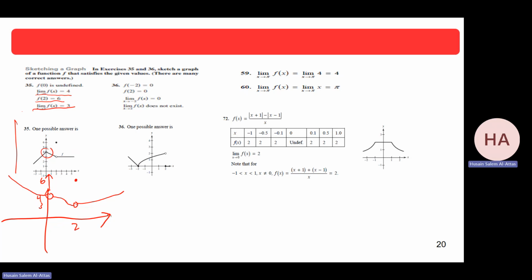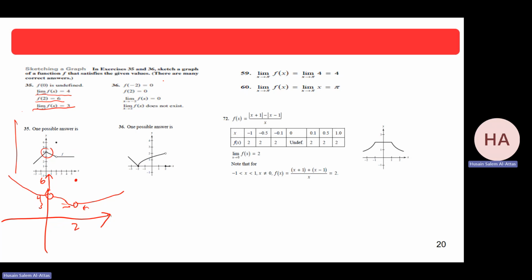So we have f of 2 equals 6, and the limit as x goes to 2, from left and right, is equal to 3. For 0, f of 0 is undefined, but the limit as x goes to 0 is 4. So this is the way to do it.